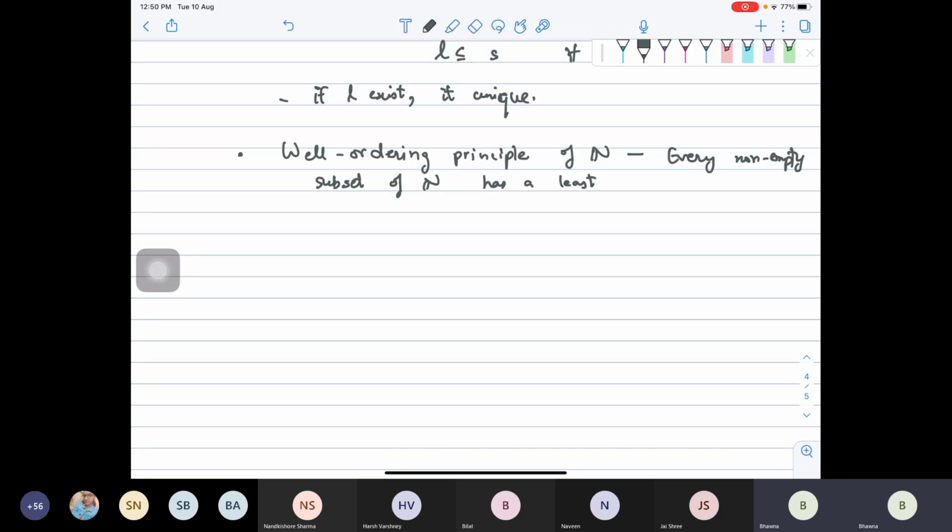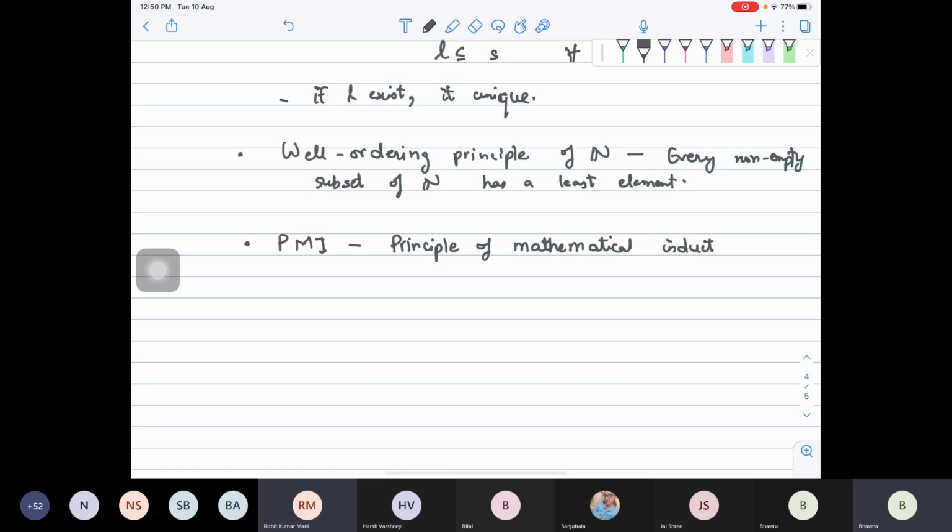Now, do you remember the principle of mathematical induction, PMI? Yes, ma'am. When applying the well ordering principle, the set should be totally ordered. On which set are we applying well ordering? We are applying it on N, not anything else, just N. Okay, thank you.